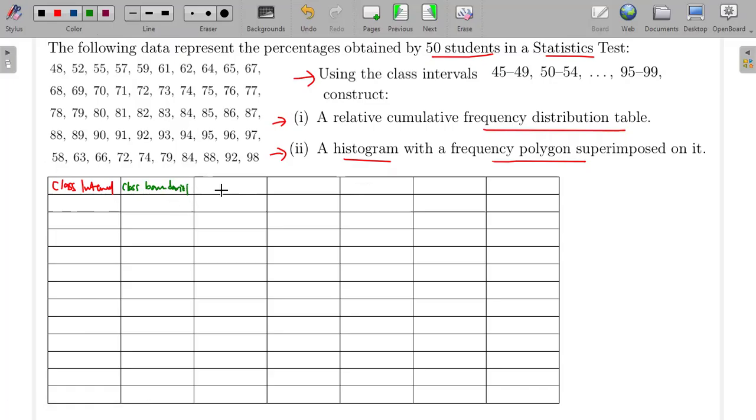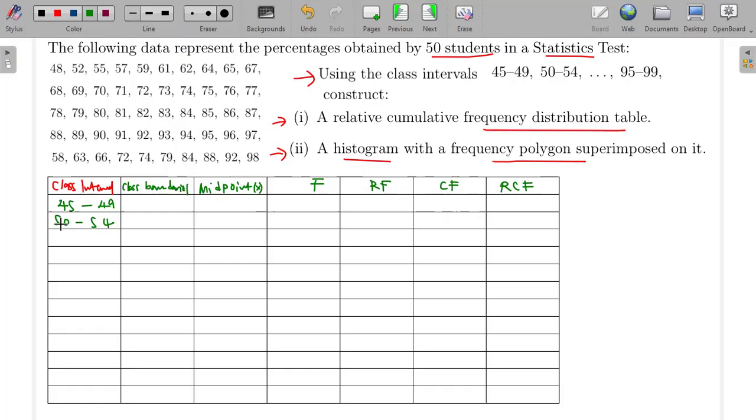Okay, and then from the class boundaries, I have my midpoint, which will be important for the frequency polygon. So we can represent this by X. And then from there, I have my frequency, my relative frequency, then my cumulative frequency, and then my relative cumulative frequency. Okay, so now the classes that we've been told to use, they said we should start at 45 to 49. Then the other one was 50 to 54.